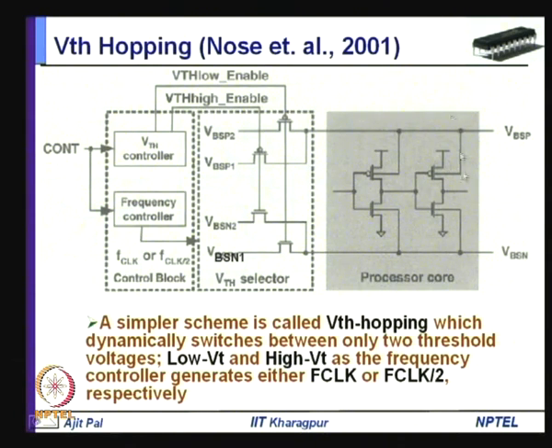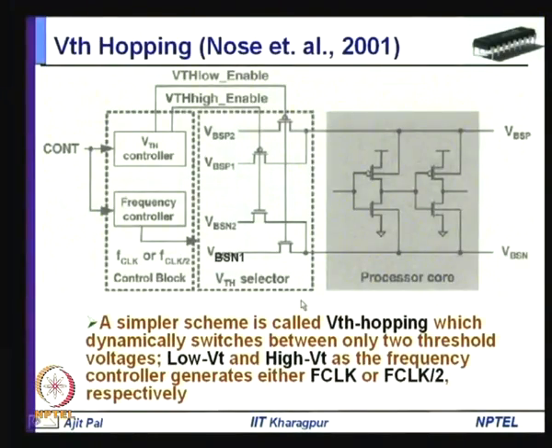So, this is the processor core, where this is the VBSP point. All the PMOS transistors have one body bias point, and all the NMOS transistors have one body bias point, VBSN. By changing these two voltages only, you can have only 2 frequency modes of operation and 2 threshold voltages corresponding to 2 frequencies. So, this is how you can hop between 2 threshold voltages and 2 frequencies. That is the reason why it is known as VTH hopping.